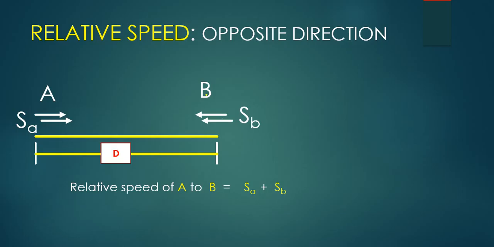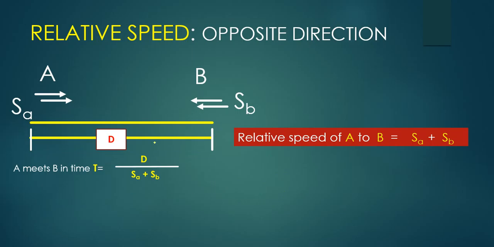Now coming to the relative speed. What is meant by relative speed? Relative speed is nothing but the speed of one object with respect to another object. If two objects are traveling in the opposite direction, the relative speed is given as SA plus SB. It means the sum of the individual speeds.